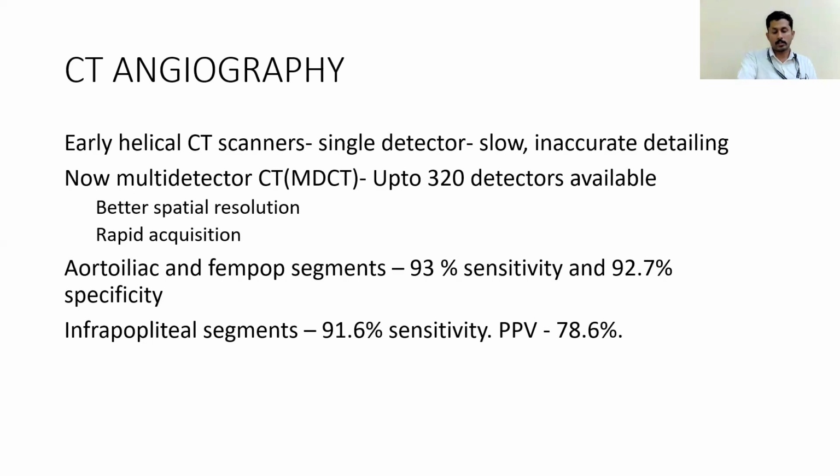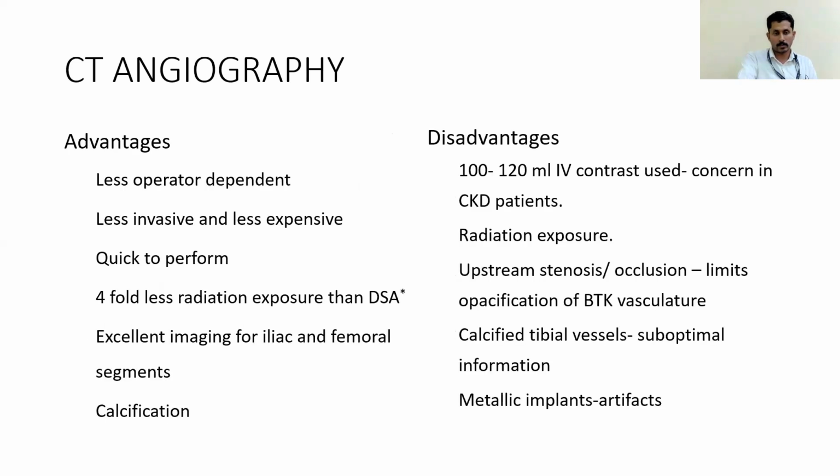So coming to the specificity and sensitivity of the CT angiogram for the aorta, iliac and femoral disease, sensitivity is around 93% and specificity is around 92.7%. For the infrapopliteal segments, it is decreased to 91.6% and positive predictive value of 78%.